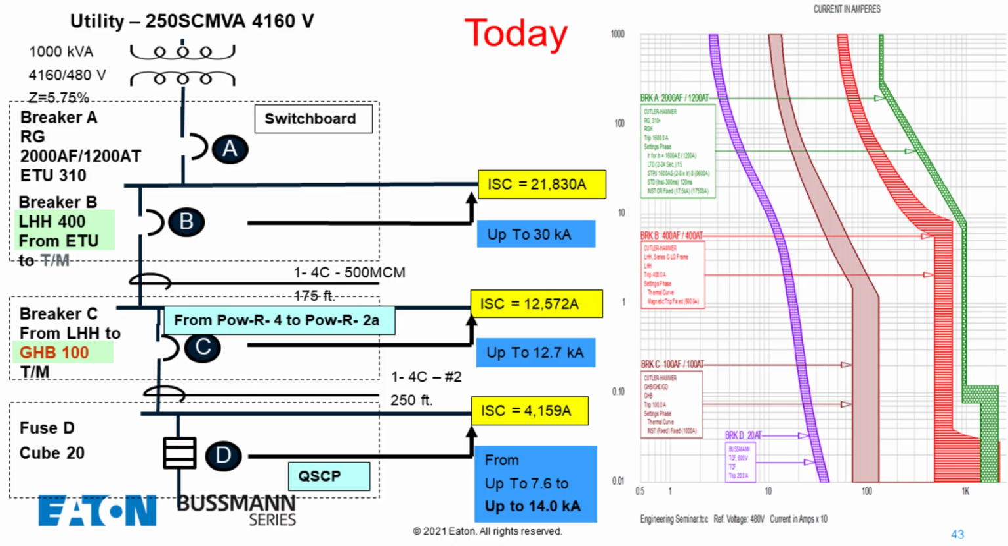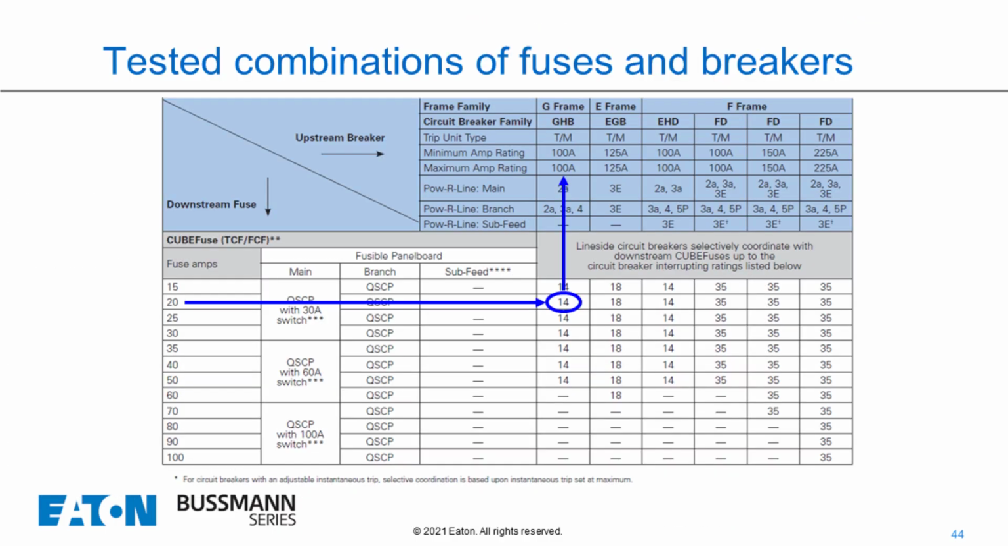Can we improve this? And the answer is yes. But let's first take a look at the chart. So I did bring the chart up, so we're going to take the chart for the 20 amp fuse, the Cube fuse with the Q in the QSCP panel, and the 100 amp GHB breaker. So the chart is this.